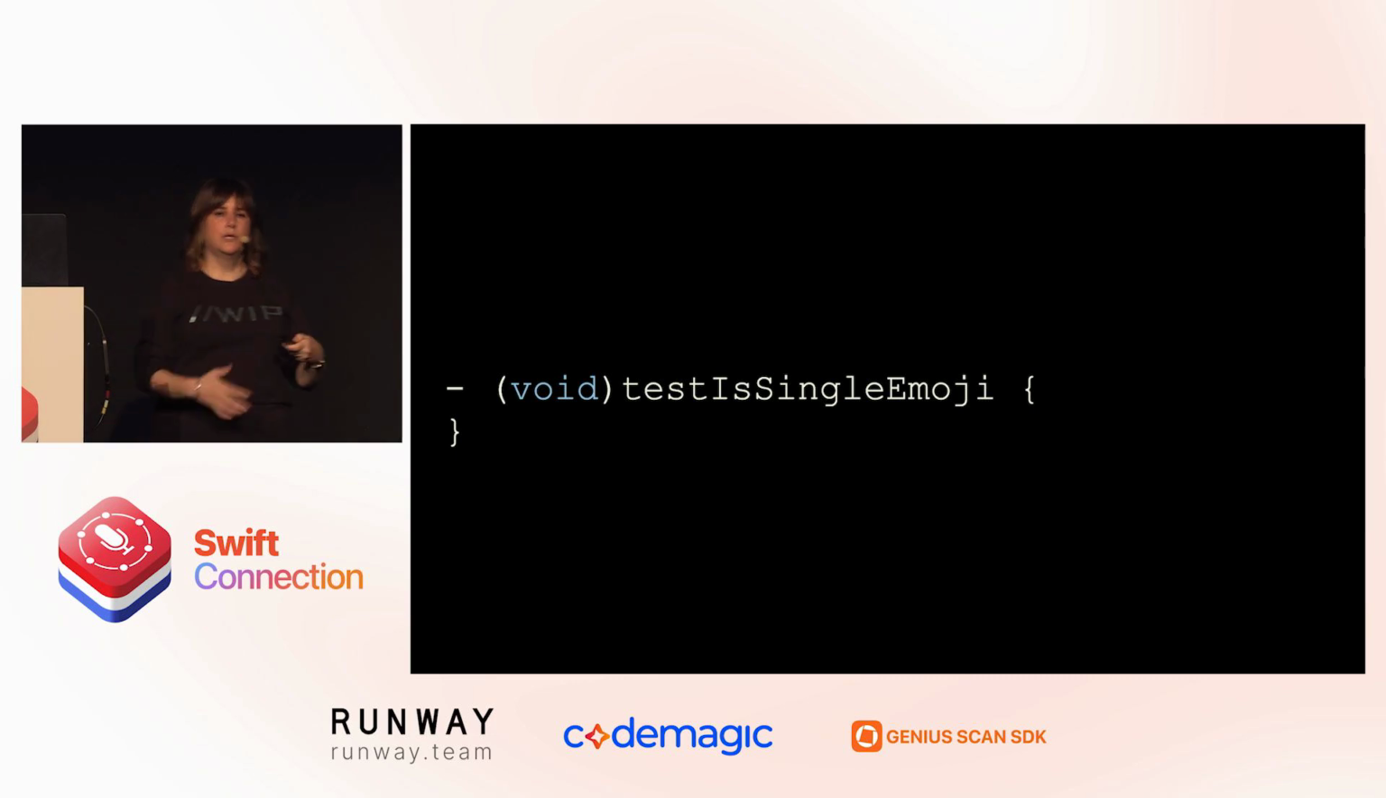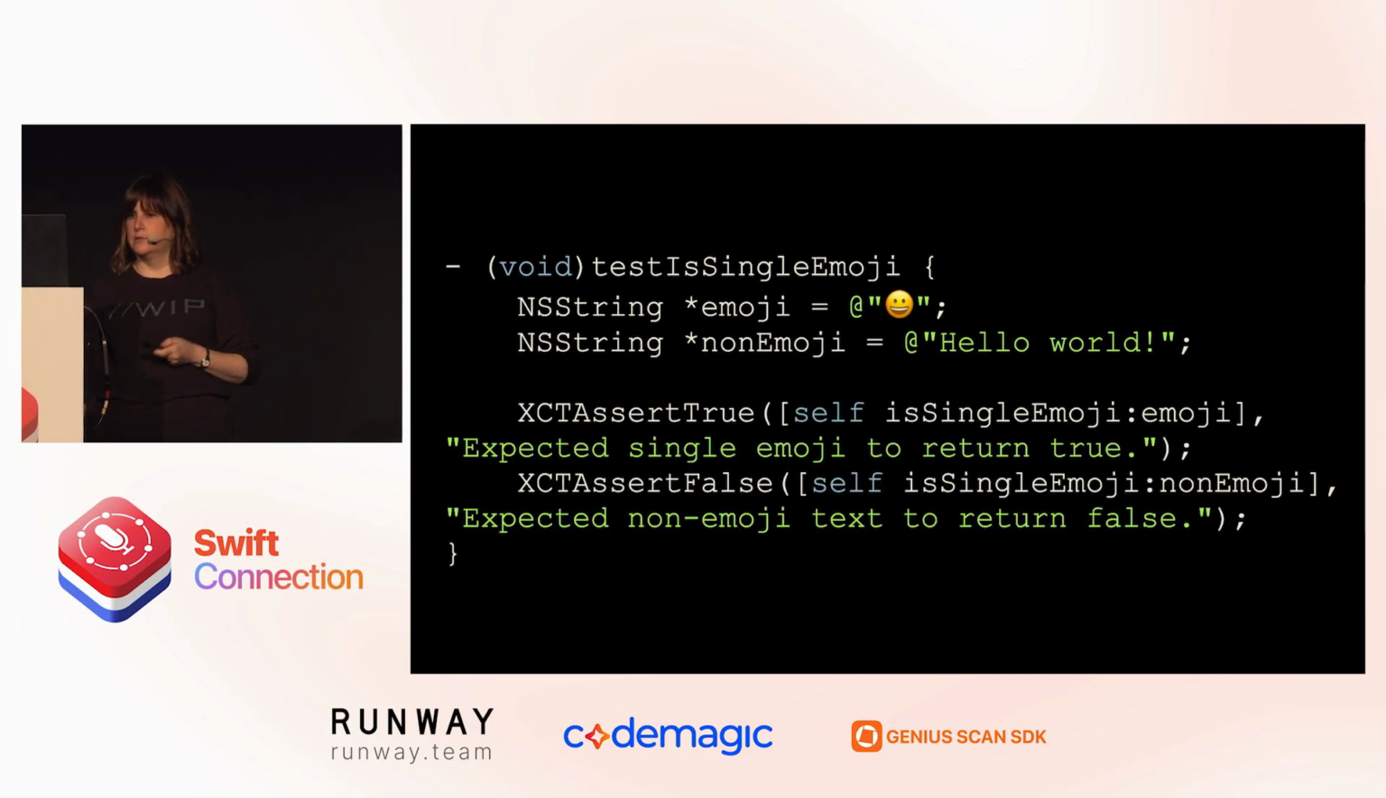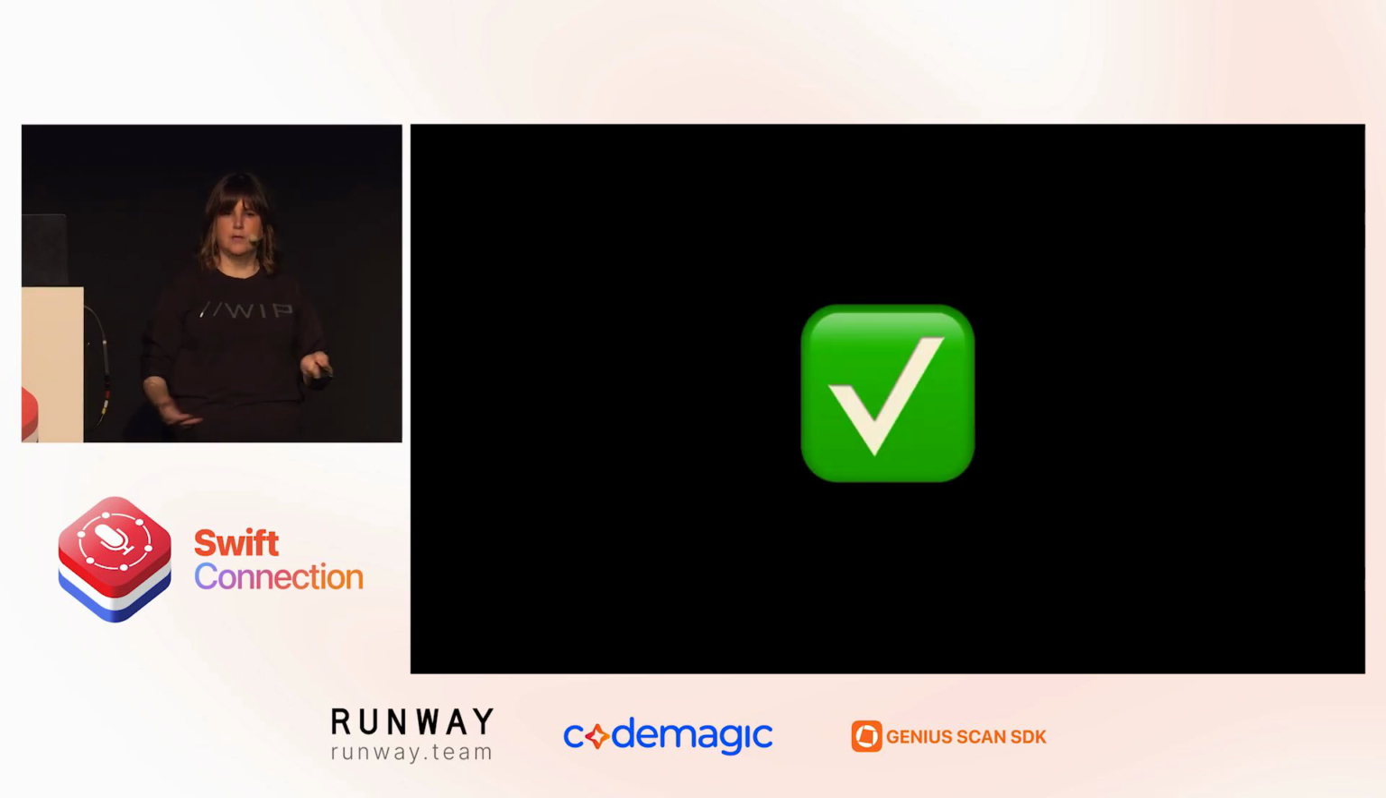And now he says, now we're going to write the test. So how do you write a test? First, you set up your variables, and then you set up your assertions, and then you run it, and you wait for the wonderful green check mark, which was amazing.